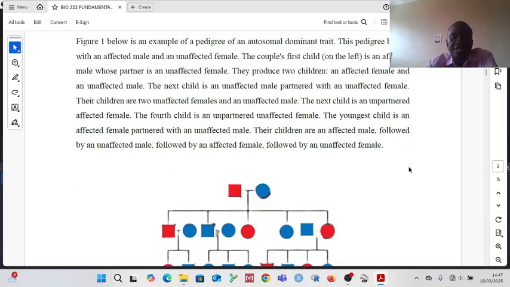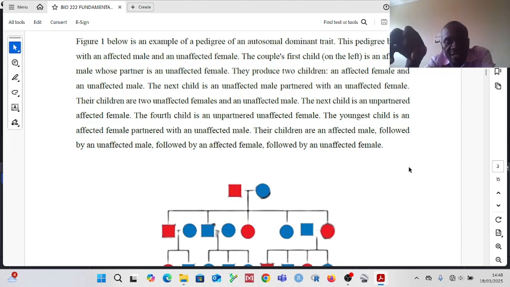So the pedigree here is represented as figure 1. And this pedigree here in figure 1 on page 3 is showing an autosomal dominant trait. So there are two important words that I want to explain: autosomal and dominant. Autosomal meaning the gene that codes for this trait that we are looking at in this pedigree is located on an autosome. That's why we are calling it autosomal.